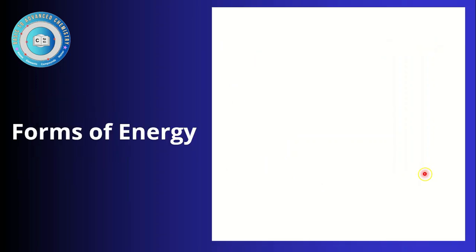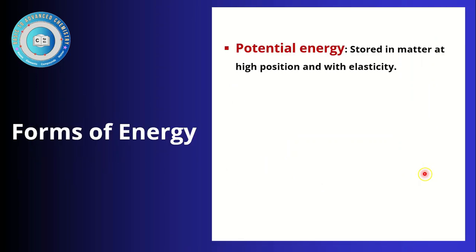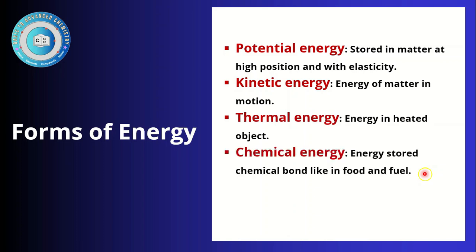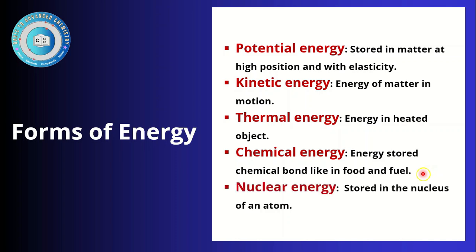So there are different forms of energy. Potential energy: this type of energy is stored in matter at high position and with elasticity. Kinetic energy: this is the energy of matter in motion. Thermal energy: energy in heated objects. Chemical energy: energy stored in chemical bonds like in food and fuel. Nuclear energy: this is the energy stored in the nucleus of an atom.